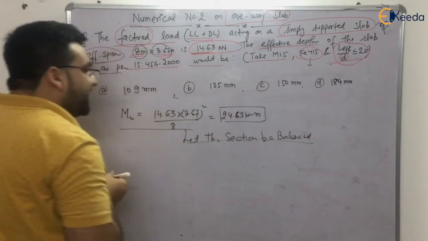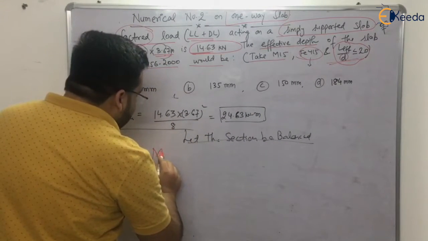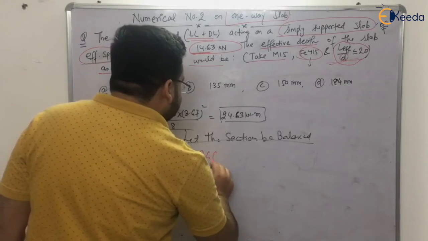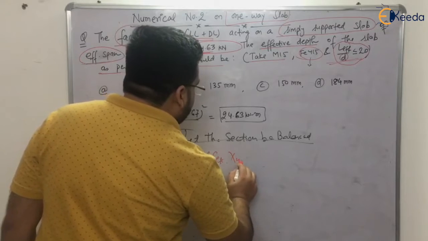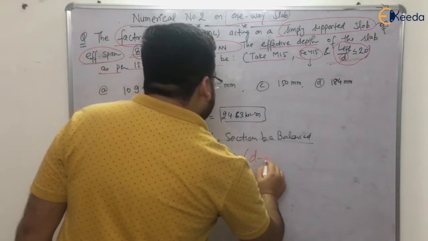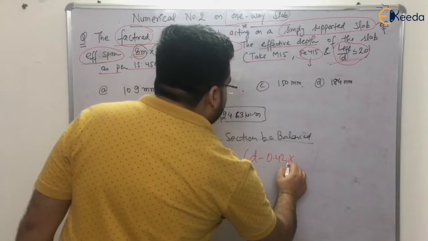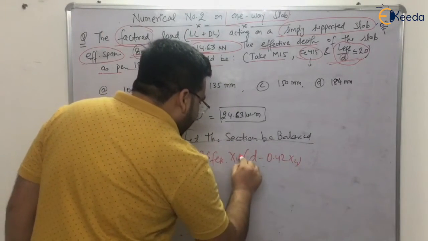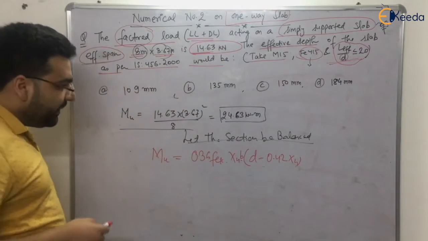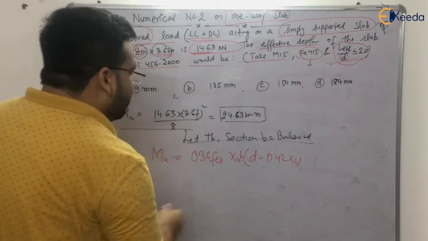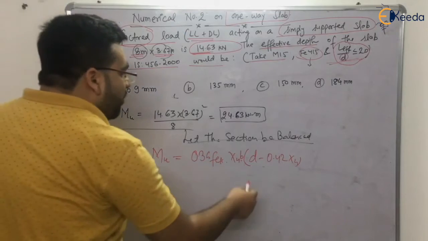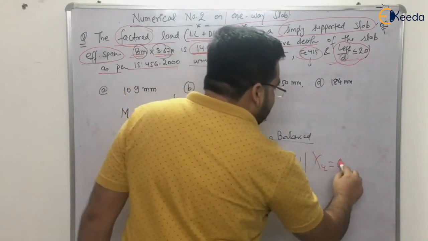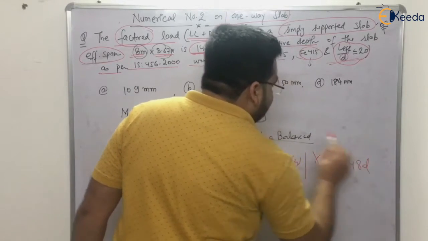So for a balanced section, we know that the moment of resistance will be equal to 0.36 FCK into XU into B, into D minus 0.42 XU, which is the lever arm, right? So how much is XU? XU, we know that for Fe415 steel it is 0.48 into the effective depth.